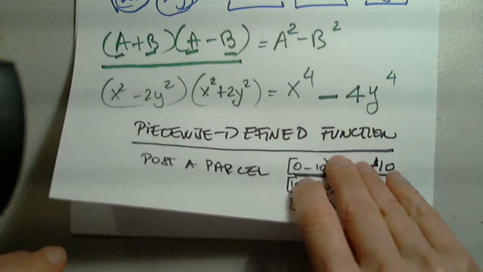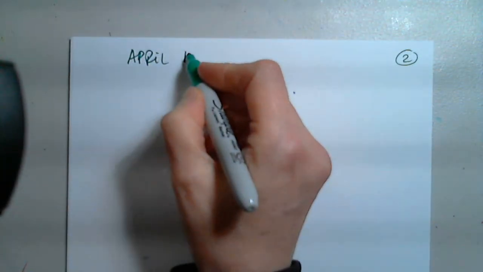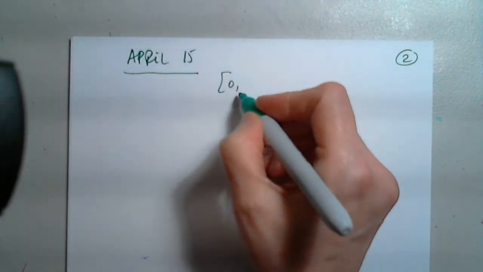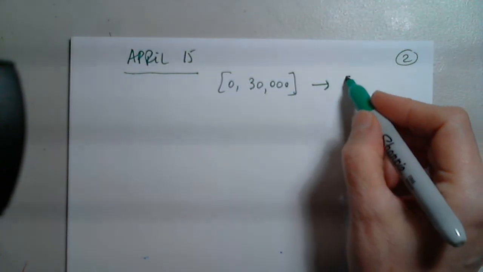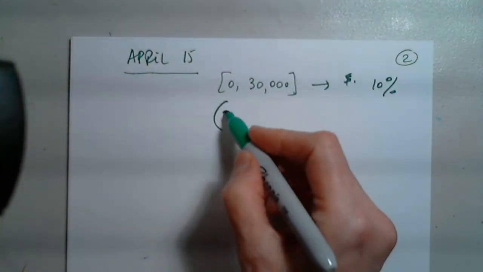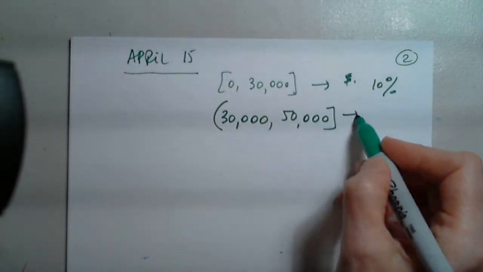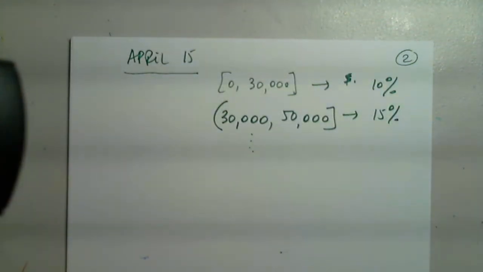Okay, is there another example? Oh yeah, it's coming up in April. What is it? April 15th. Taxes. Yes, taxes, right? So for somebody who earns between 0, I'm making up the numbers, I don't know. Okay, let's say they pay 10%. For someone from 30,000 to 50,000, let's say, I don't know the numbers, but 15%, and so on and so forth. This is a piecewise defined function.